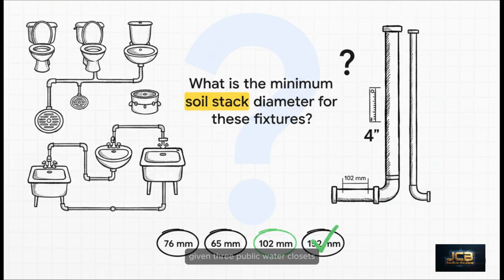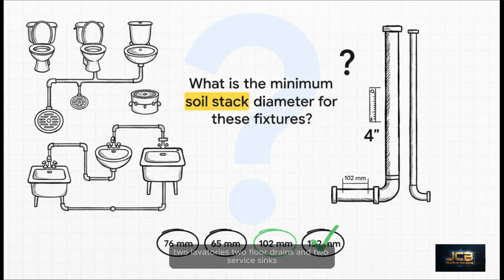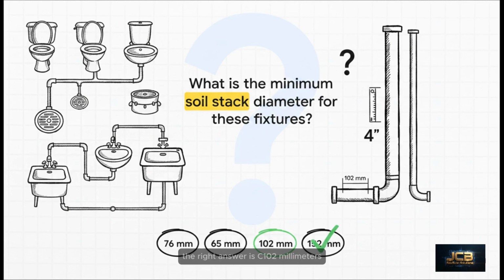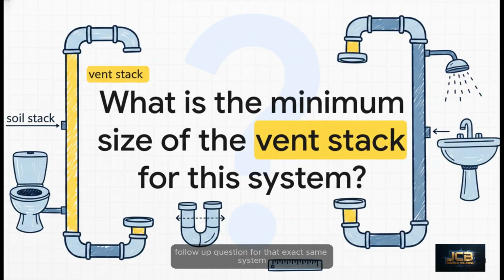Given 3 public water closets, 2 lavatories, 2 floor drains, and 2 service sinks, what is the minimum diameter of the soil stack? Is it 76, 65, 102, or 152 millimeters? You've got 5 seconds. The right answer is C, 102 millimeters. And here is the key rule of thumb from the code. Anytime a soil stack serves more than 2 water closets, it has to be at least 4 inches, which is 102 millimeters. Okay, follow-up question.